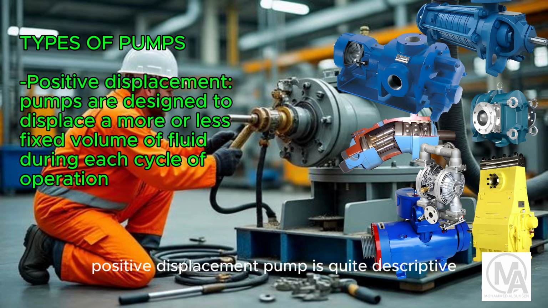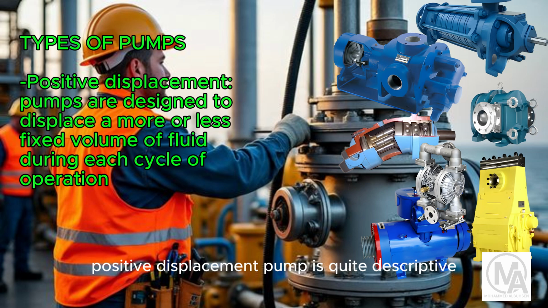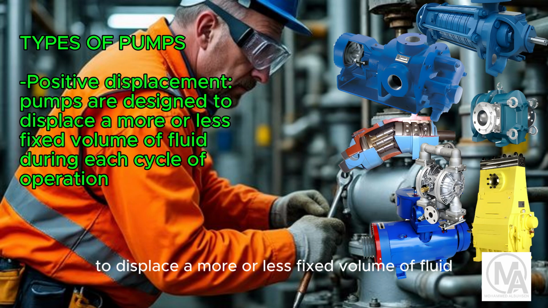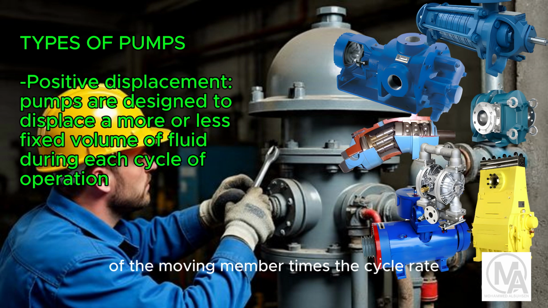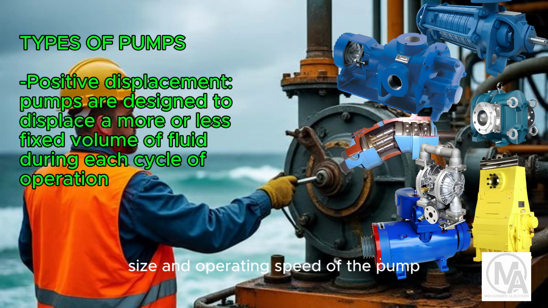The term positive displacement pump is quite descriptive because such pumps are designed to displace a more or less fixed volume of fluid during each cycle of operation. The volumetric flow rate is determined by the displacement per cycle of the moving member times the cycle rate. The flow capacity is thus fixed by the design, size, and operating speed of the pump.